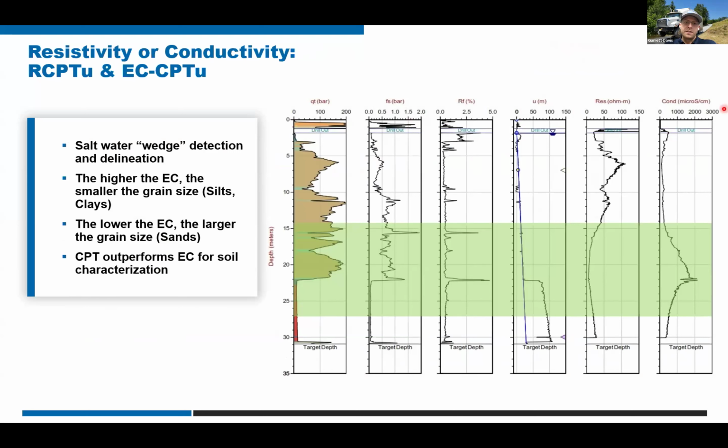Applications for resistivity CPTU may be detecting contaminant plumes by detecting changes in resistivity, corrosion potential assessment, and ground densification quality control. So you run your RCPTU before and after your ground improvement. And it can also be used in saltwater intrusion studies, detecting salinity changes in coastal or reclaimed land areas.